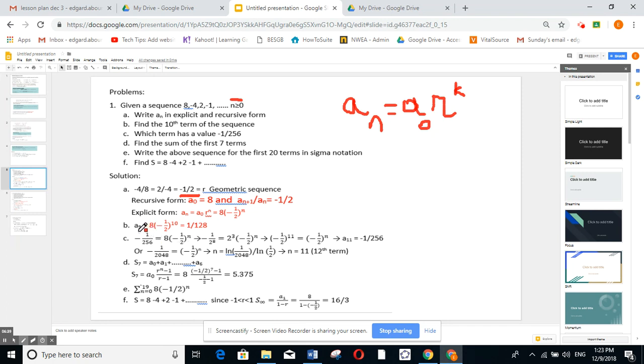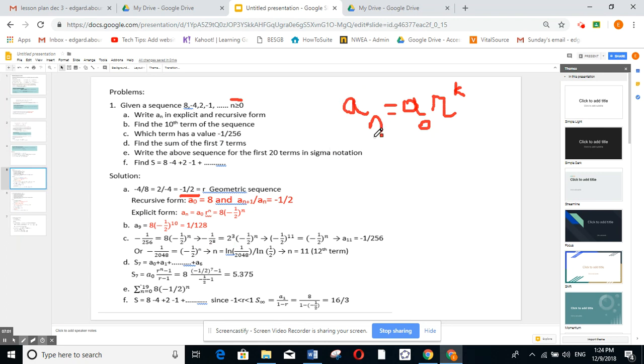I want to find the 10th term. Because I'm starting at a0, the 10th term is a9. So it will be 8 times minus half to the power 9, and it will be this value. To understand well what I'm doing, you need to watch all the videos, video number 1, 2, 3 till 4. So now, which term is minus 1 over 256?